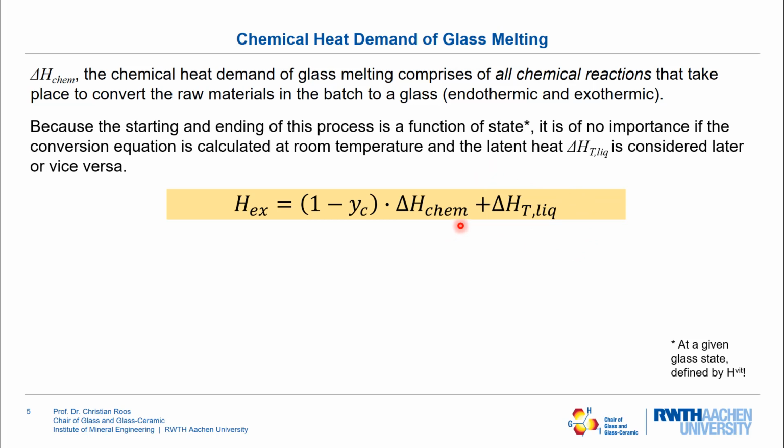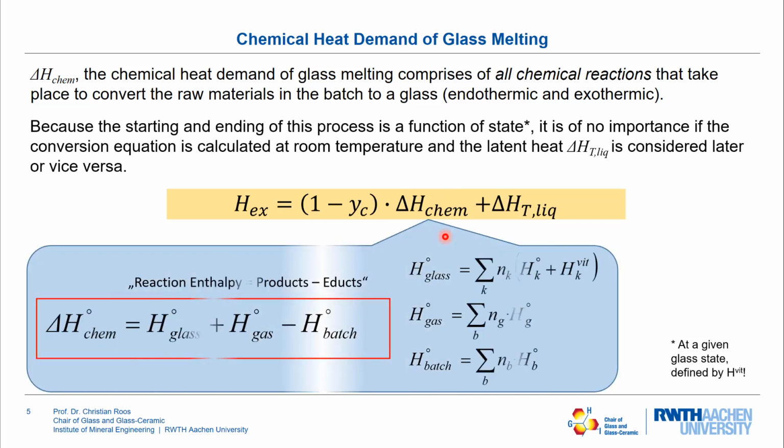Now, for the calculation of the chemical reaction enthalpy, we come back to something that we have learned in another video, which is the vitrification enthalpy. In principle, the equation that applies for the calculation of the chemical reaction enthalpy is the law of Hess, which means the enthalpy of the products minus the enthalpy of the educts gives the reaction enthalpy. If the reaction enthalpy is negative, the process is exothermic. If the reaction enthalpy is positive, the process is endothermic.